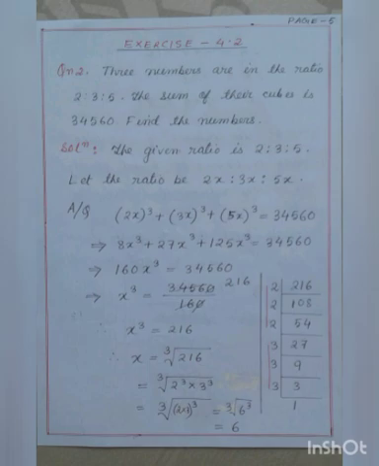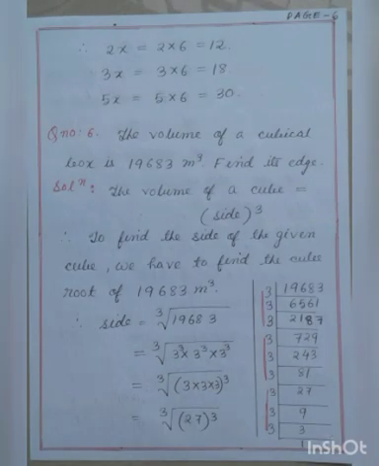Therefore, 2x is equal to 2 into 6, 3x is equal to 3 into 6, 5x is equal to 5 into 6. So 2x is 12, 3x is 18, 5x is 30.